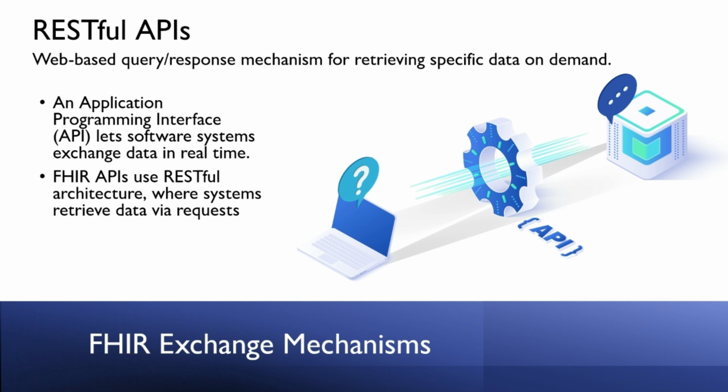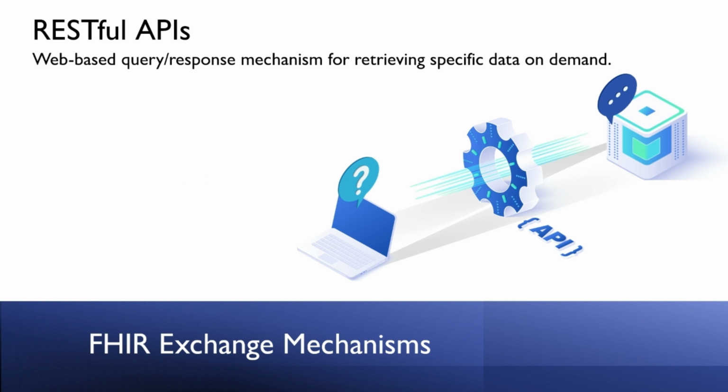Application programming interfaces, or APIs, are standardized sets of rules that allow software applications to communicate. APIs are everywhere in modern computing. When you use your phone to check the weather or your email app to download messages, you're using an API. In healthcare, APIs allow one system, like a public health database, to ask another system, like an EHR, for specific structured information. FHIR APIs follow the REST architecture, which stands for Representational State Transfer.